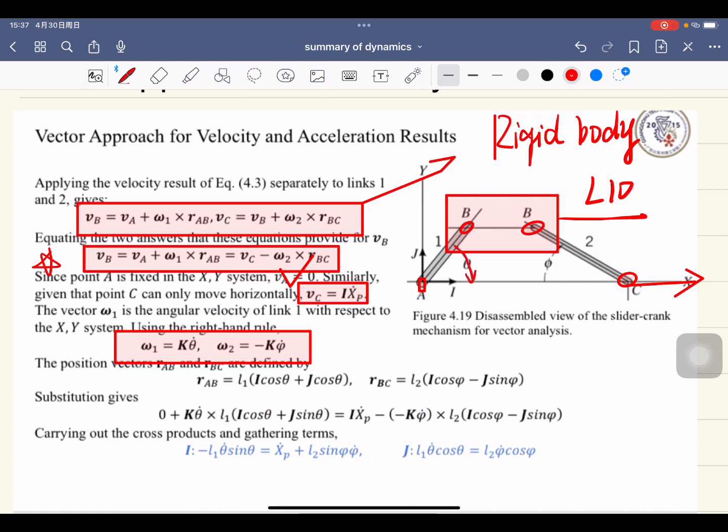If the angle is counterclockwise, it will be positive. But if it is clockwise, it will be negative, okay? The position vectors RAB and RBC, you can also define. Like RB, when the point is B, it will be R cosine theta, R sine theta, right? And RCB, let me see about it. Maybe it is a little hard for us to get its position vector.